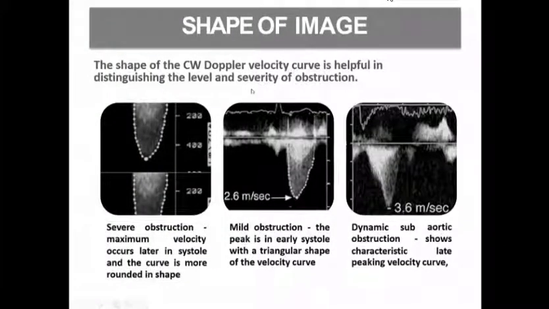Along with this, look at the shape of the curve. When severe obstruction is there, the maximum velocity occurs later in systole and the curve is more rounded in shape. When mild, the peak is in early systole and it is triangular in shape. In dynamic obstruction like hypertrophic cardiomyopathy, you can see a late peaking. So by seeing the continuous wave Doppler curve, you can determine whether it is severe, or moderate to mild obstruction, or subvalvular dynamic LVOT obstruction, HCM, is there or not.